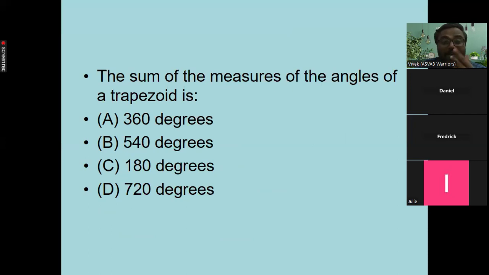Aha. Give me the answer to this question. Fast, ASAP. You have 30 seconds only. I already have two answers. Jacob says 360, Daniel says A only. That's correct, because a trapezoid is nothing but a quadrilateral. The sum of measures of all the interior angles is equal to 360 degrees in case of quadrilaterals.